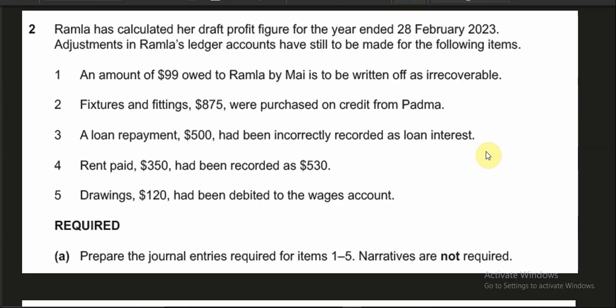So we need to prepare the journal entries for these items, and we need to correct these entries, or rather enter these entries into our books of accounts. Let's start off with the first entry. We have an amount of 99 which is owed to Ramla by Mai, and it is to be written off as irrecoverable.